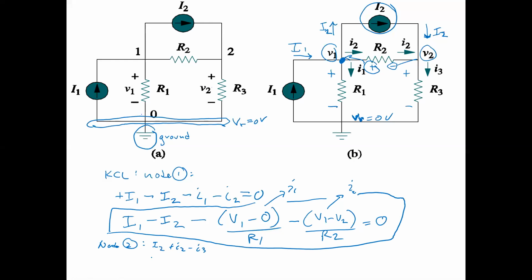And so the equation is going to be written as I2 plus, and then we've got V1 minus V2 over R2. Okay, again, that's our I2. Then we got minus, and then our I3, which is going to be V2 minus 0 over R3 equals 0. And that's our second equation.